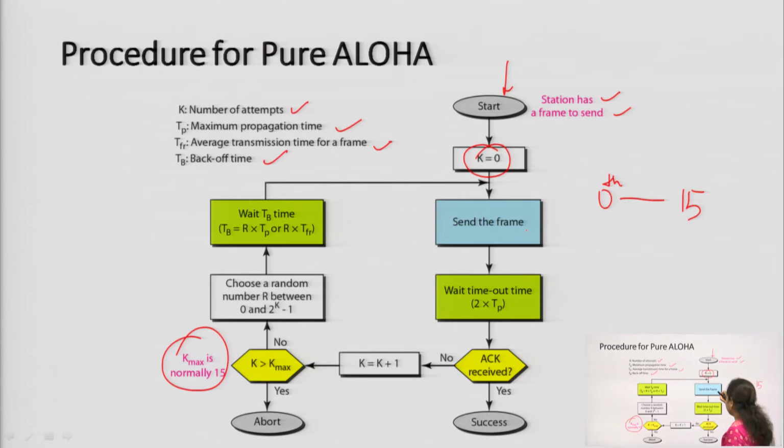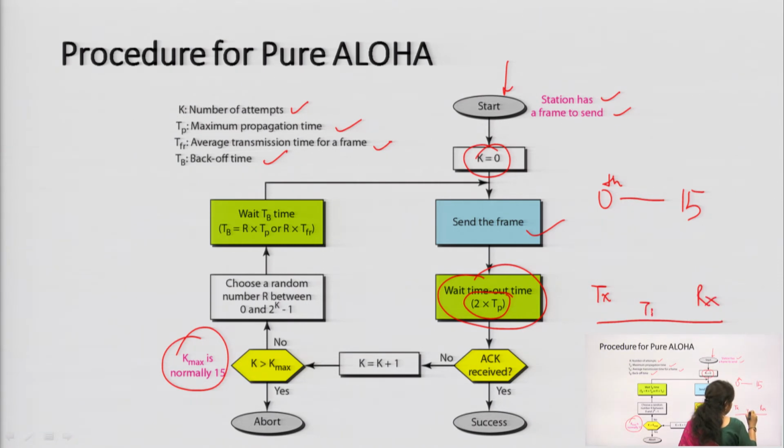The second step is to send the frame. The particular station will send the frame and wait for the time-out time, which is 2 TP, that is 2 times the propagation time. What is 2 TP? Let us say this is the transmitter and this is the receiver. The data transmitted over here takes TP, and it has to come back, which is again TP, because the whole length of this path is denoted by TP. So this is 2 TP, and it has to wait for that period.